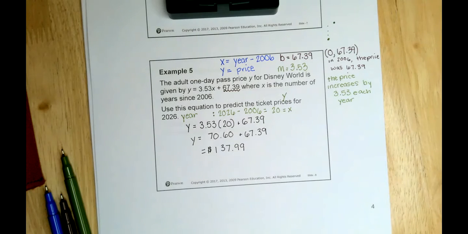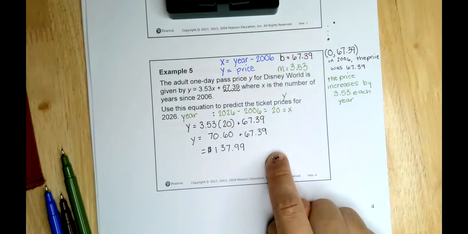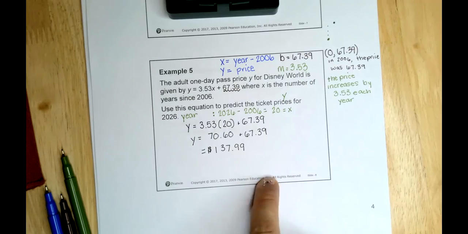And this is how we use math and algebra to predict future events. You find an equation that describes the data you have, and then you are able to put in variables for the situation you want to plan for or you want to predict.